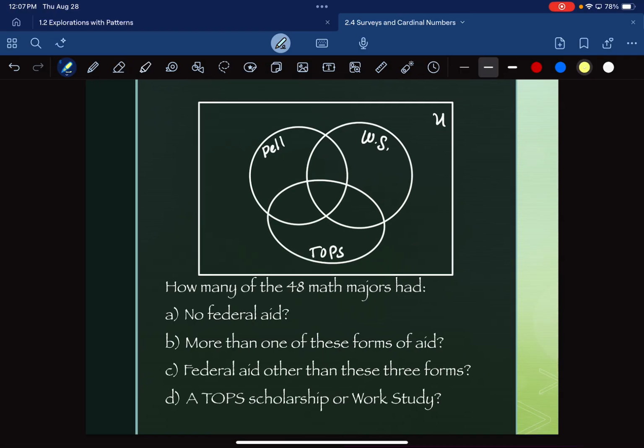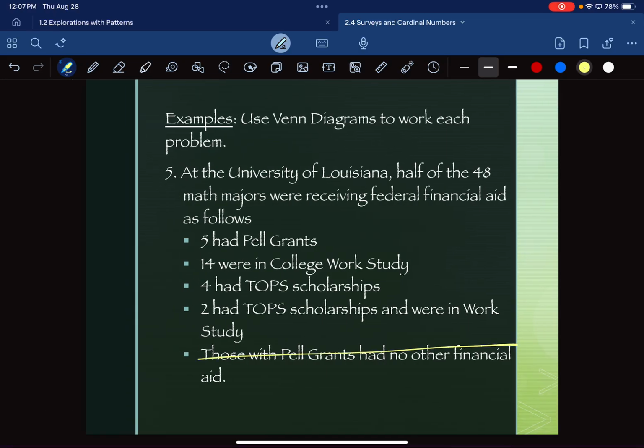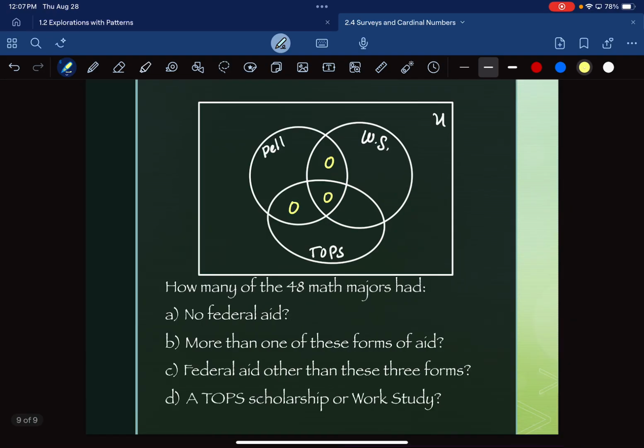So the Pell Grants, places where it overlaps with things, are all zeros. Y'all catch that? Pell Grants did not receive anything else. So we were able to take this piece and take care of it. Now we can actually go back to what Jonathan suggested, if we'd like. We can actually do the two that have top scholarships in work study, because the top scholarship in work study have a 0 in the middle now. And there would be 2 more right here, right? So we can do that one.